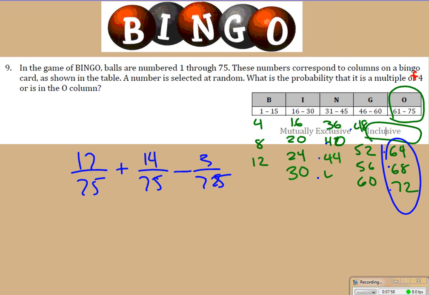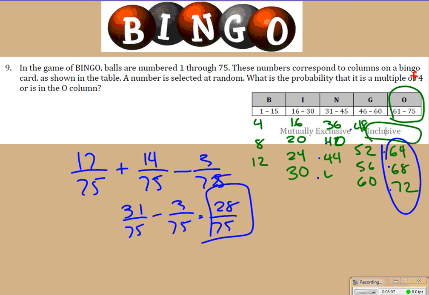So 17 plus 14 is going to be 31. Minus 3 is going to be 28. There's your probability of getting one of those guys.